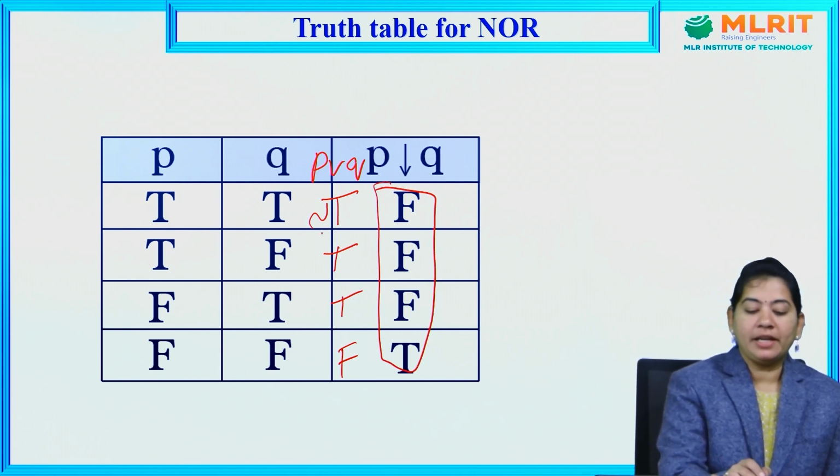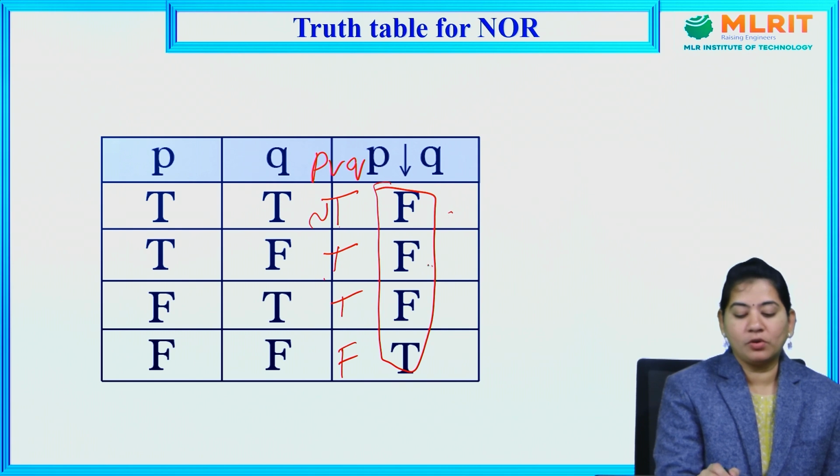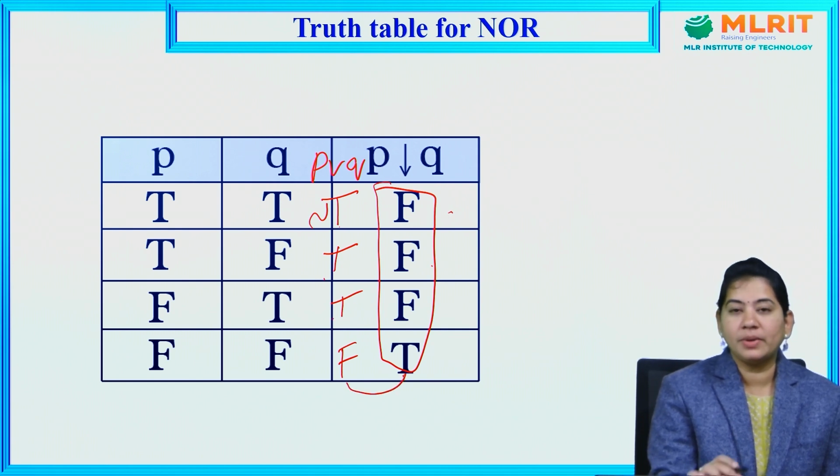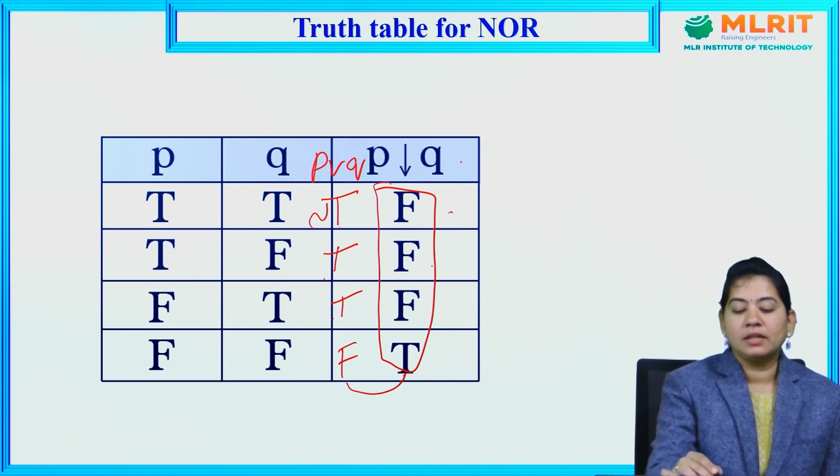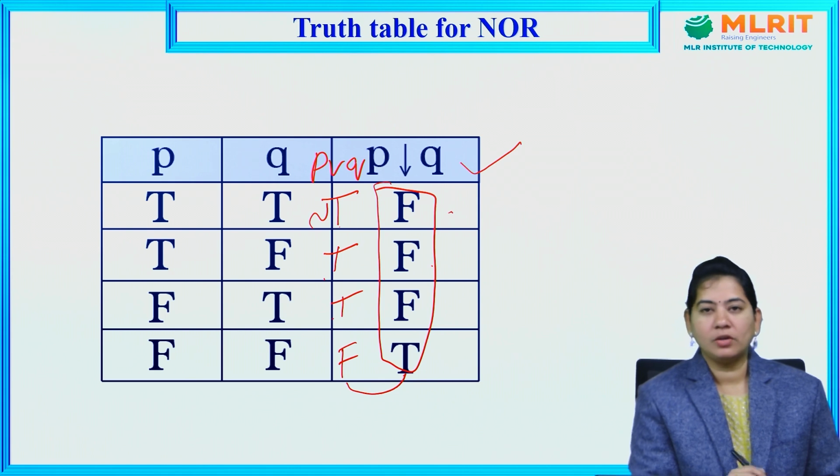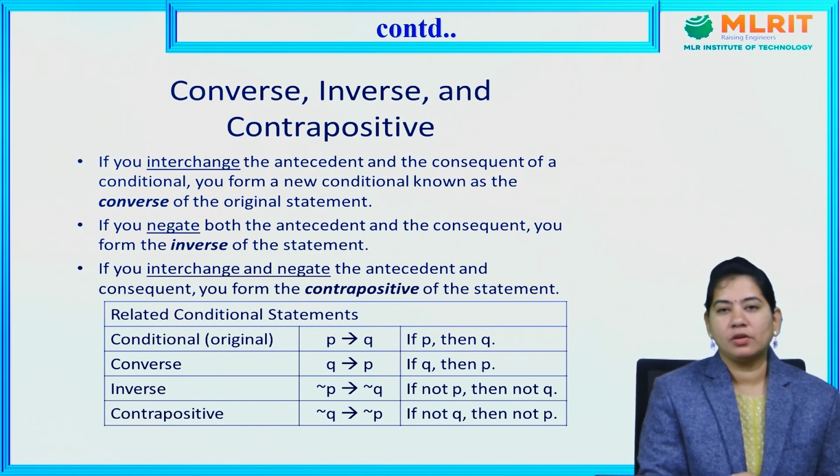So here negation of true is false, true is false, true is false, and here false will become true. So this is the construction of the truth table for NOR. So next we are having converse, inverse and contrapositive.